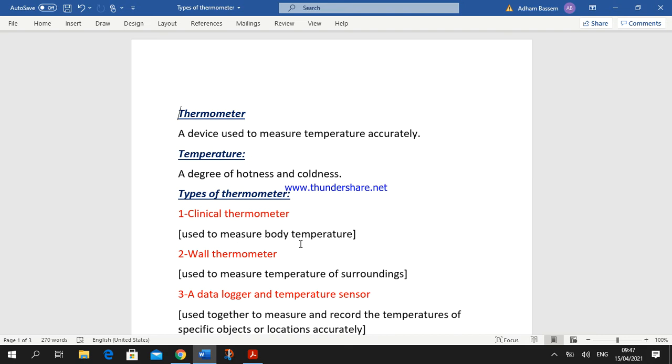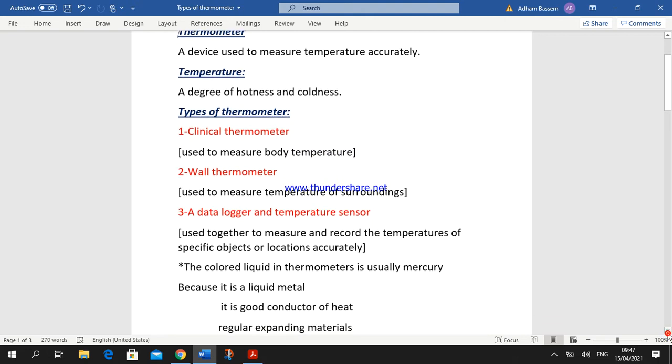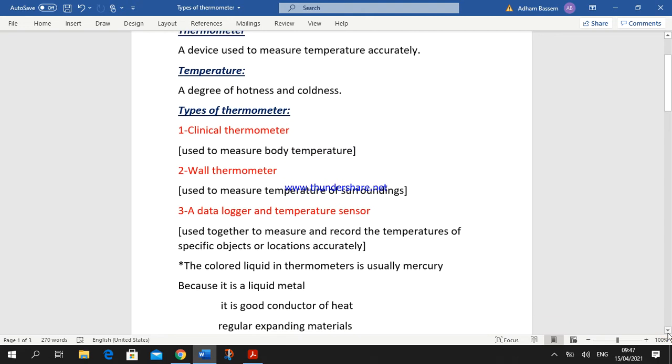We have many types of thermometer. Type number 1, clinical thermometer, which is known as medical thermometer. Type 2, wall thermometer. And 3, a data logger and temperature sensor. And number 4, Celsius thermometer.